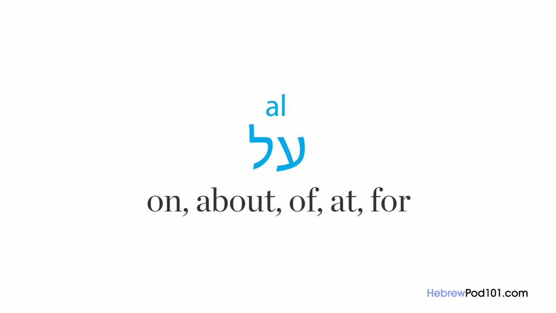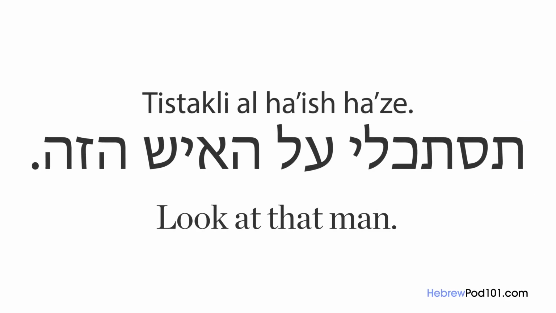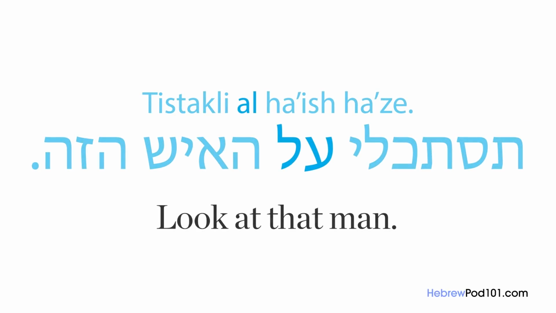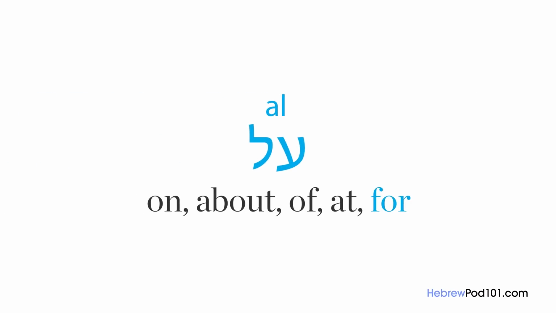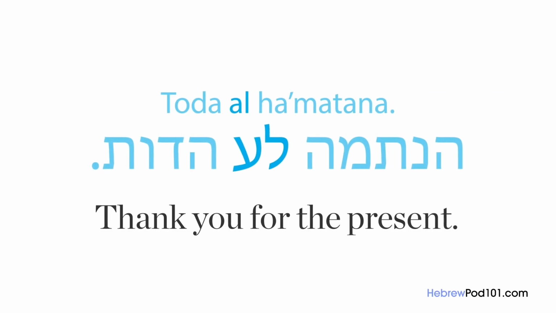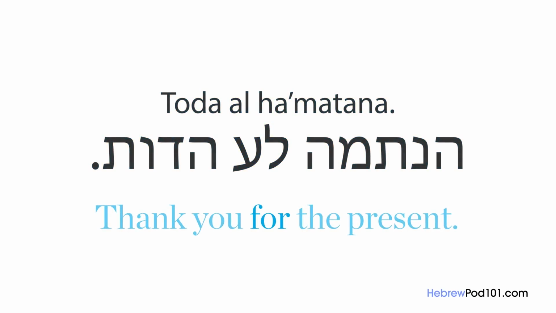The word al is also used as at to indicate a direction, like in this sentence. תסתכלי על האיש הזה. Look at that man. It can also be used as for to indicate purpose or consideration. תודה על המתנה. Thank you for the present.